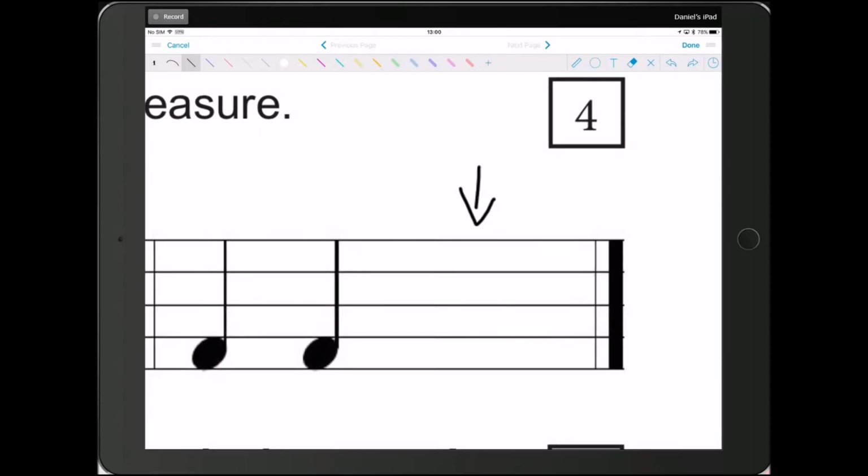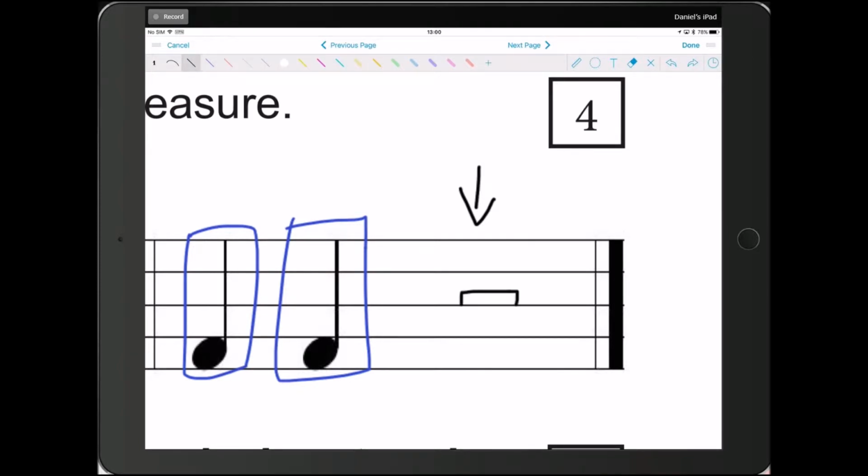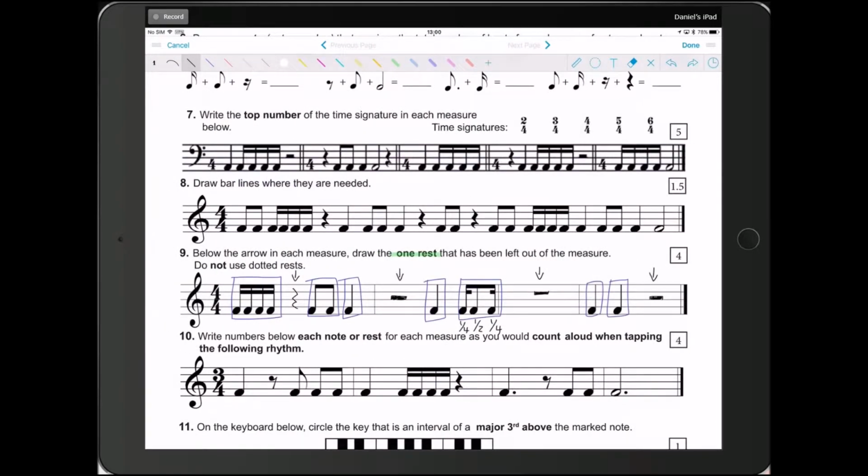Alright, here I have 2 beats. I have 1 and 2. And so I need 2 more beats. So what I'm going to do is I'm going to draw a half rest. Half rest sits on line number 3. And then we're done with question number 9.